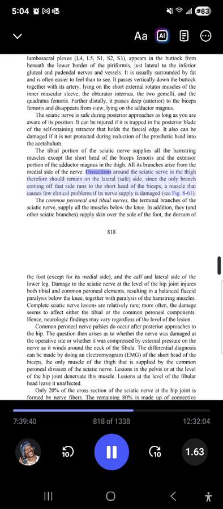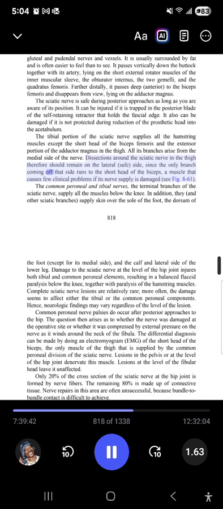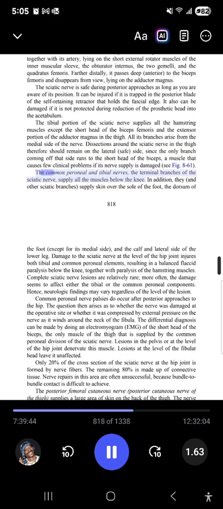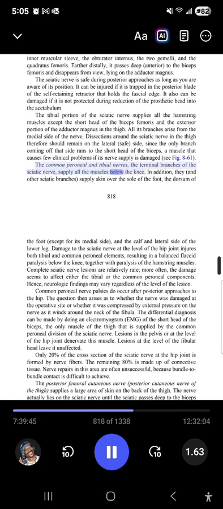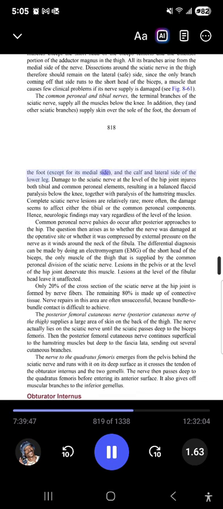Dissections around the sciatic nerve in the thigh therefore should remain on the lateral safe side, since the only branch coming off that side runs to the short head of the biceps, a muscle that causes few clinical problems if its nerve supply is damaged. See figure 8-61. The common peroneal and tibial nerves, the terminal branches of the sciatic nerve, supply all the muscles below the knee. In addition, they and other sciatic branches supply skin over the sole of the foot, the dorsum of the foot except for its medial side, and the calf and lateral side of the lower leg.